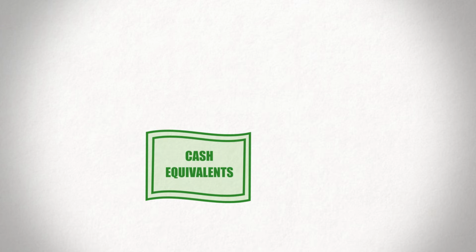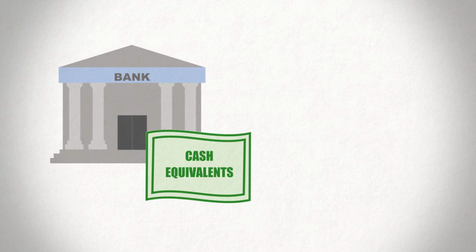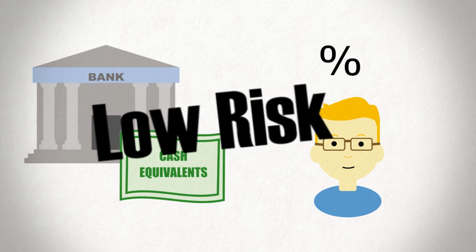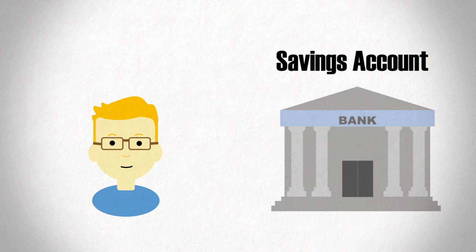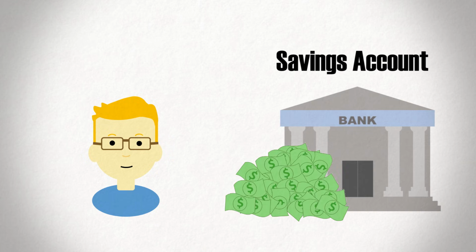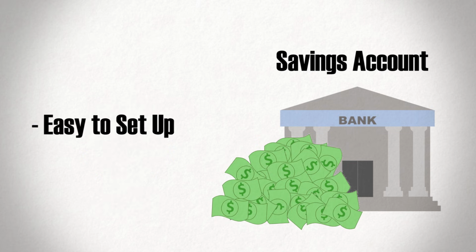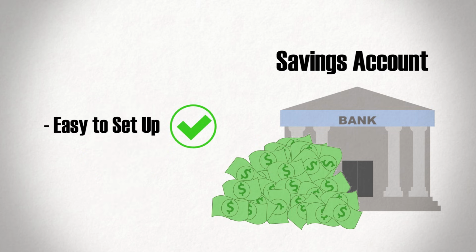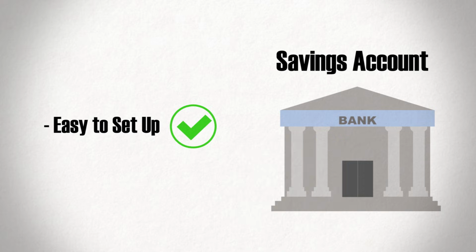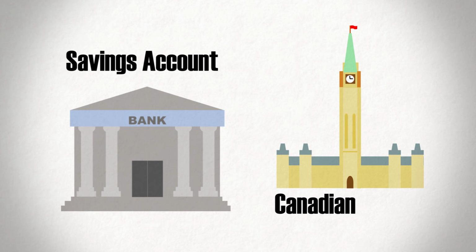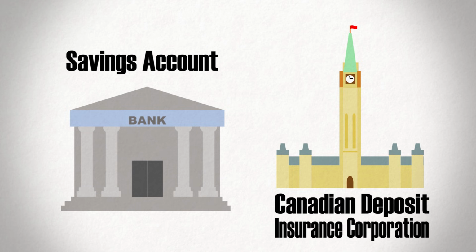These investments are typically issued by financial institutions, often have a stated interest rate paid to the investor, and are fairly low risk. One of the most common cash equivalents utilized by first-time investors is the savings account, which, as you probably know, is a bank account that gives you small, regular interest payments on your cash balance. Savings accounts are easy to set up, and though there are some restrictions, typically allow you to withdraw your money at any time. Additionally, in Canada, savings accounts are backed by the Canadian Deposit Insurance Corporation, which adds a layer of security to your money.